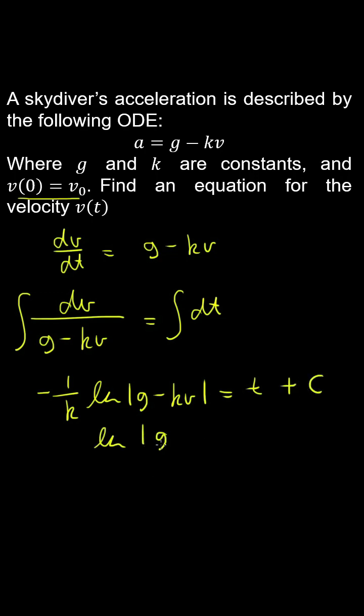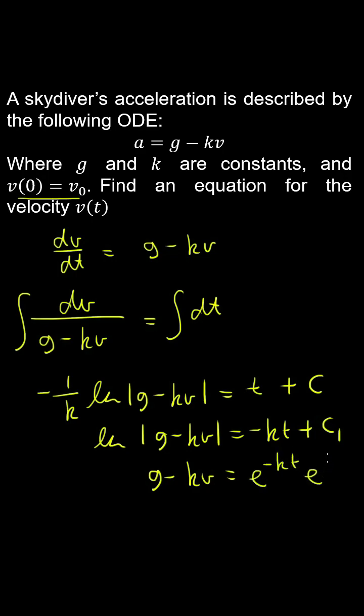So you have the natural log of g minus kv is equal to minus kt plus some other constant, and if you take e to the power of both sides, we get g minus kv is equal to e to the minus kt plus c1, which is the same thing as e to the minus kt times e to the c1.